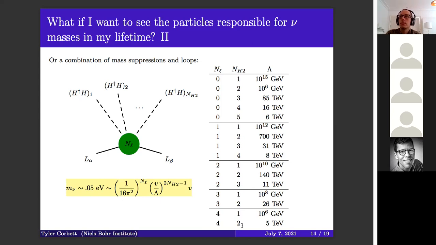These are obviously very convoluted models, but these are ways from a theoretical perspective to design a model that gives you the properties you want, like actually seeing new physics in your lifetime within the effective field theories.